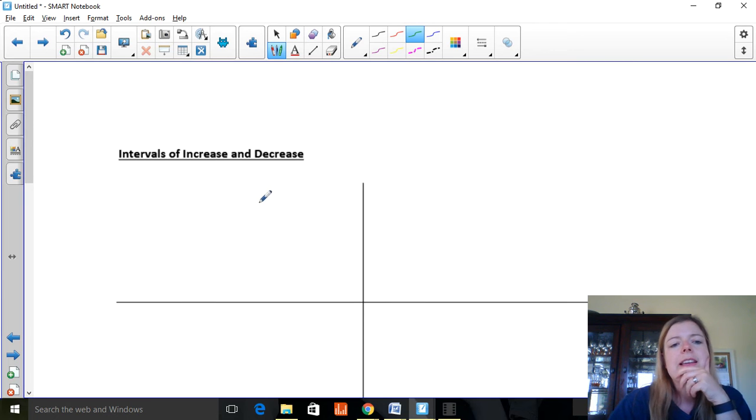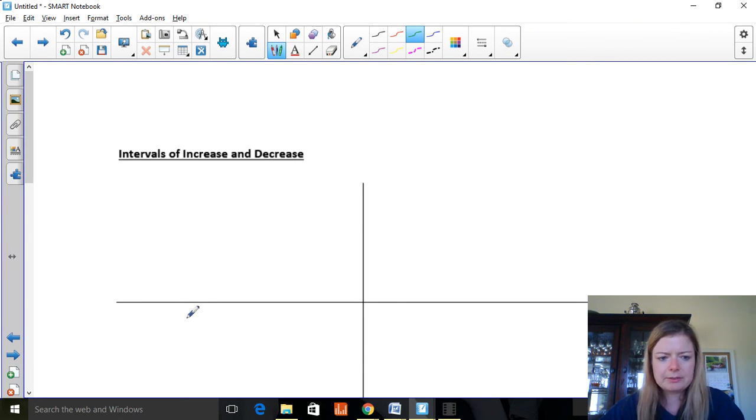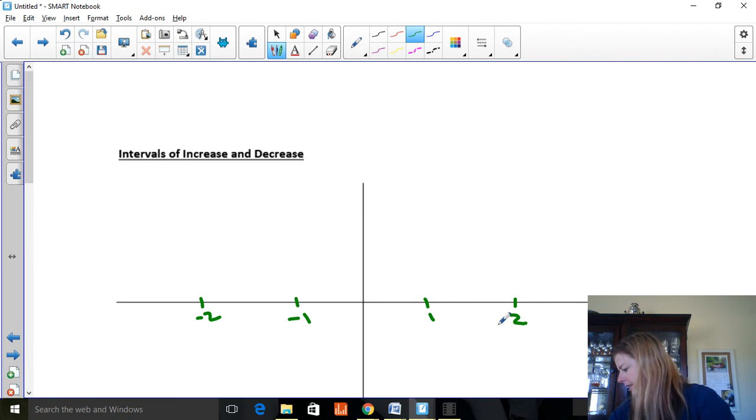So now we need to think about the intervals of increase and decrease. I'm going to make a little function here. It's not very exciting, but okay, so label negative 2, negative 1, 1, 2. It's important that we get all on the same page here. From 2 over, it's going to be a horizontal line.